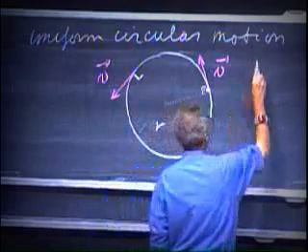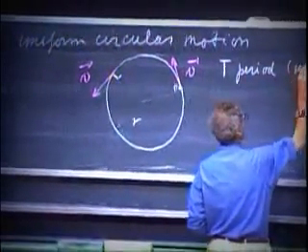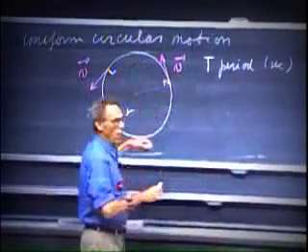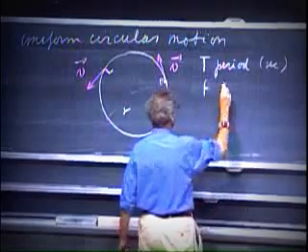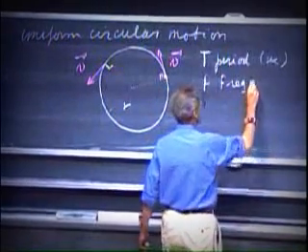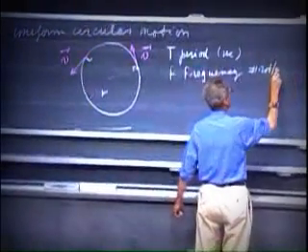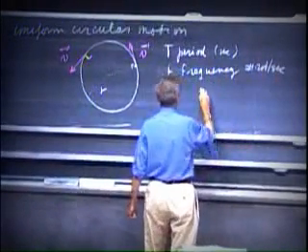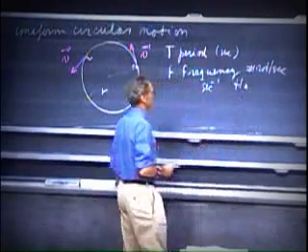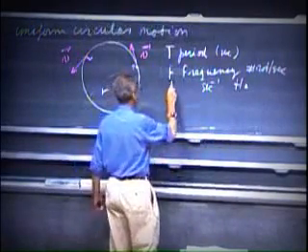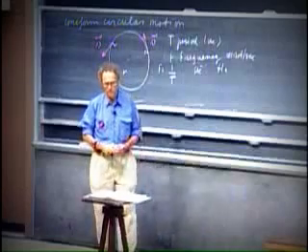We introduce T, what we call the period. Of course, it's in seconds, which is the time to go around once. We introduce the frequency f, which is the number of rotations per second. And so the units are either second minus 1, or as most physicists would call it, hertz. And so frequency is 1 divided by T.